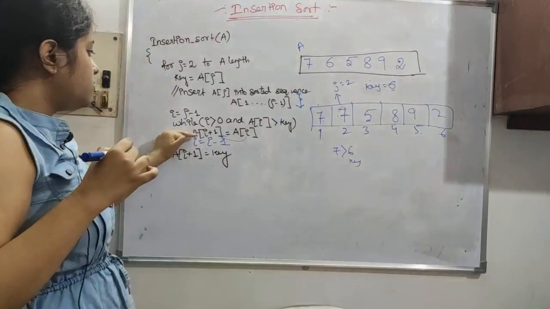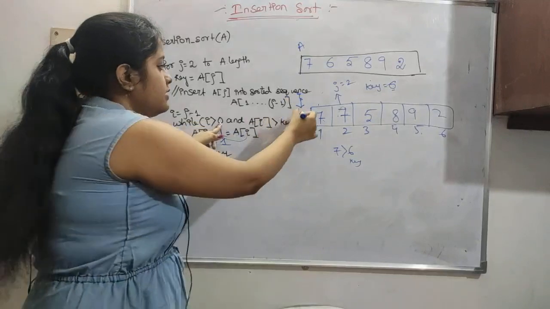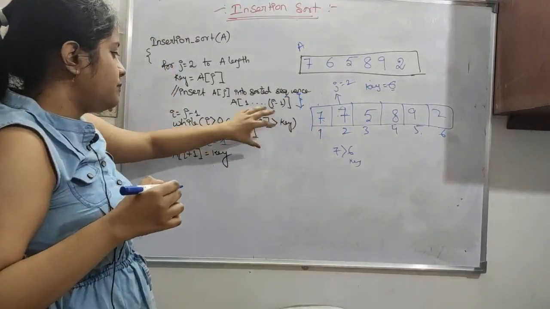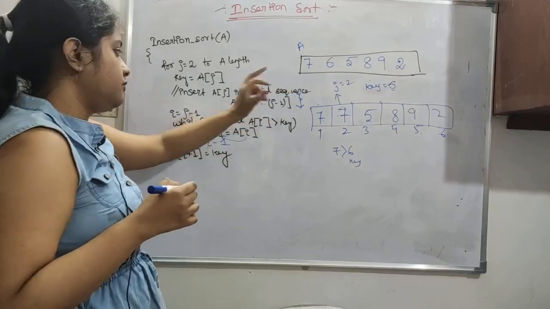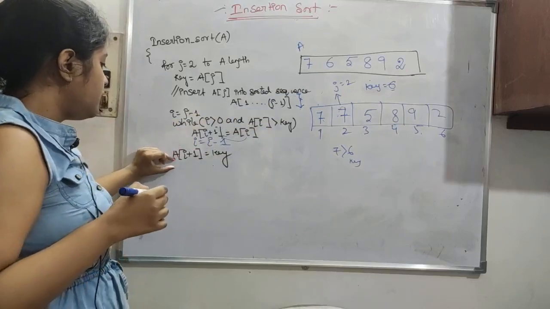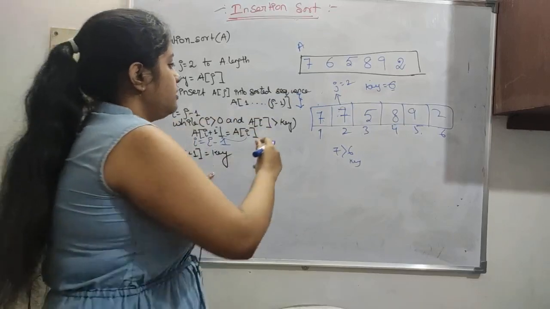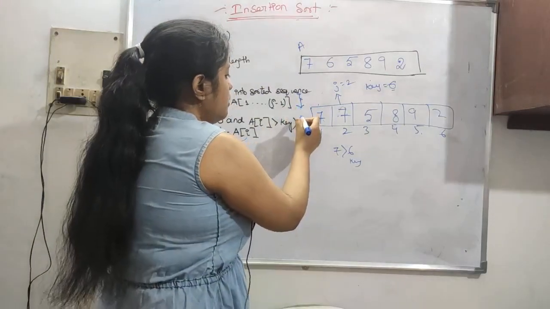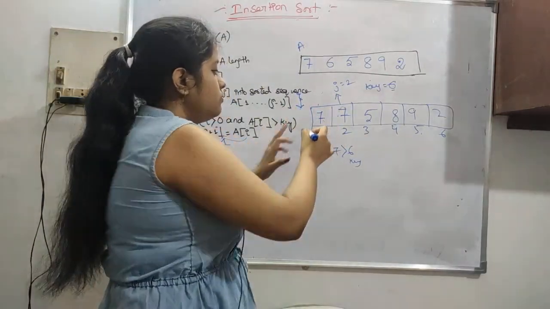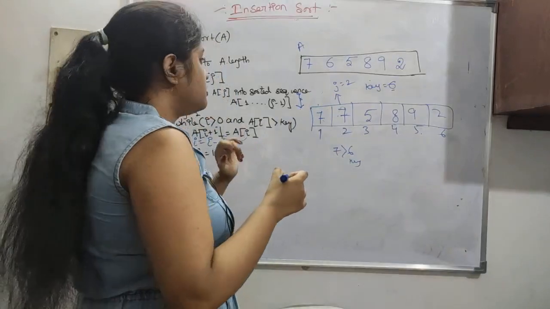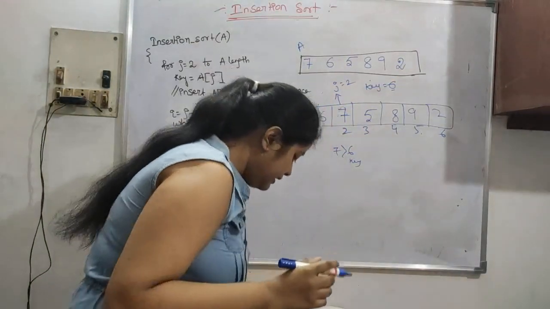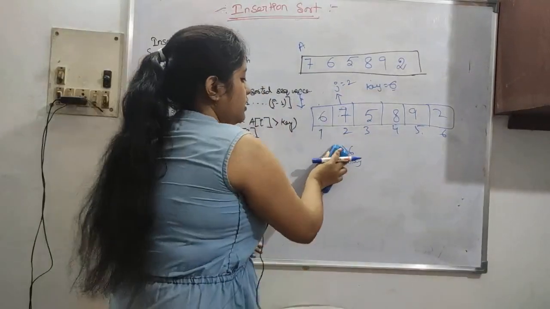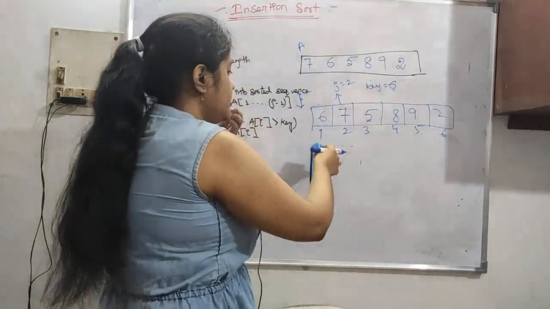Okay, so now I is not greater than 0 because I has become 0. So we are breaking this loop, and now after the loop ends, we come here. So A of I plus 1 is equal to key. So A of I was here at 0, it will increase the pointer to 1. So now A of I plus 1 is equal to key. Key was what? 6. So the key is just chosen so that we don't overwrite and lose this value.